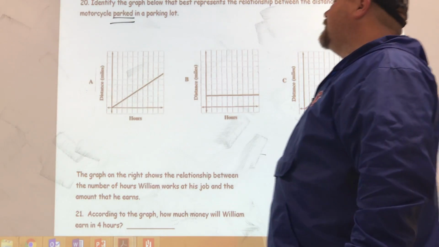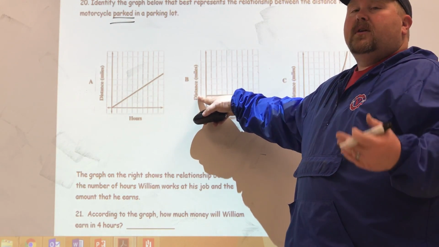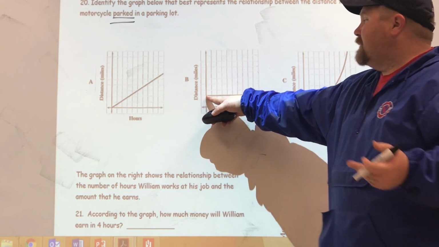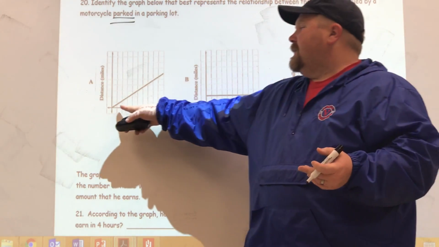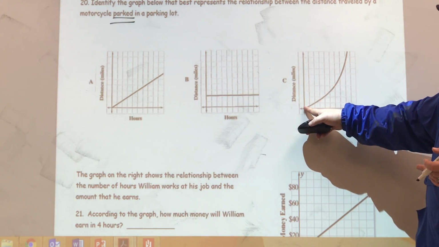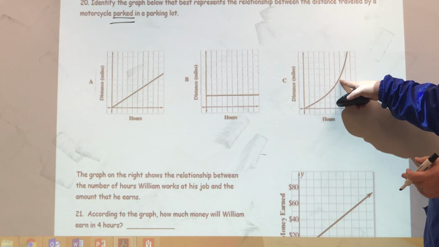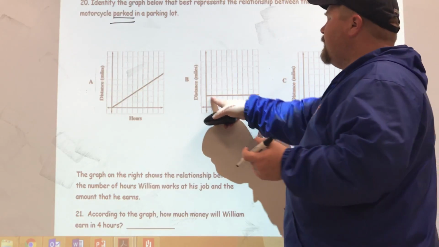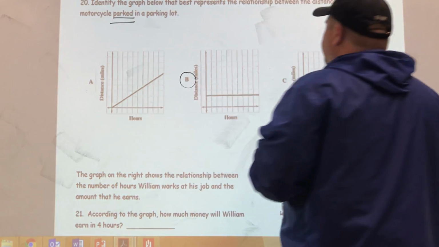The only one on here that has the distance the same is B. And what this indicates is the distance in miles may be from the person's house. So maybe he's 10 miles from his house, and his motorcycle stays 10 miles away from the house all day. Perfectly legitimate. Choice A says that the motorcycle is getting further and further away. That's not true. Choice C says the motorcycle is getting further away and the rate changes. At first it's a little bit slower, and then it gets very fast, like maybe it was in the city and then it got on the expressway. Choice B is the only one that indicates the motorcycle was in the same place all day. So choice B for that one.